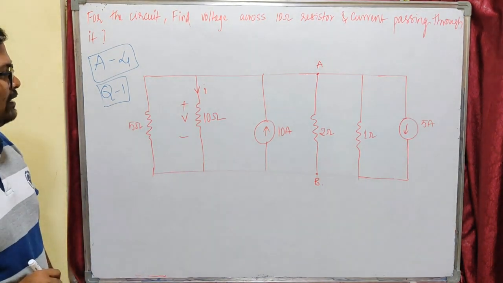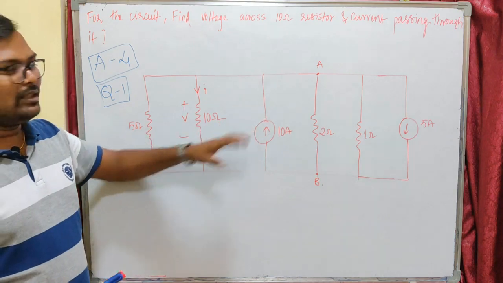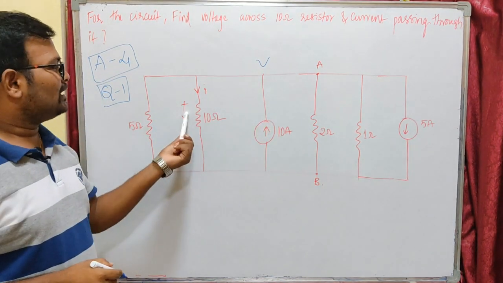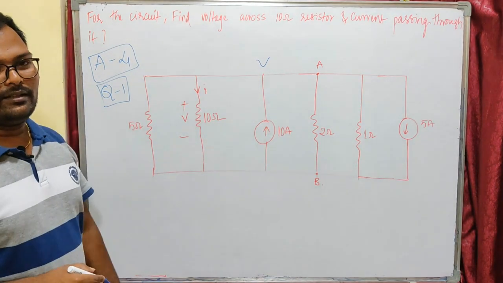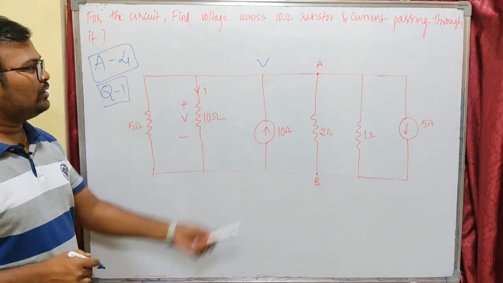So how can you find this? You can see that all are connected in parallel, so you can assume a voltage V. If you can find V, that is the same as the voltage to be found. If you can find the voltage, you can find the current through the 10 ohm resistor, that is V by 10 ohms. So you need to find V here.